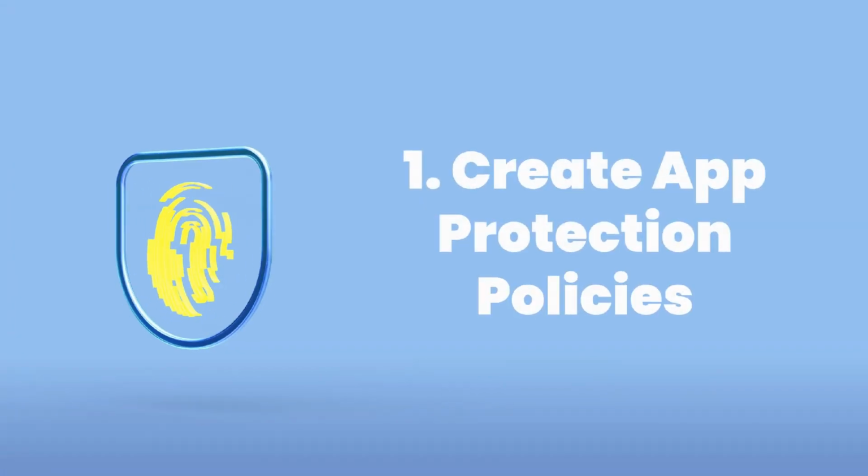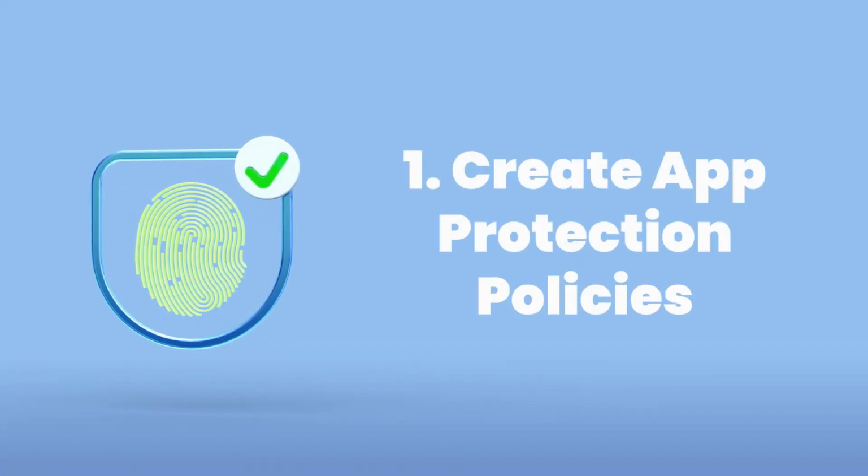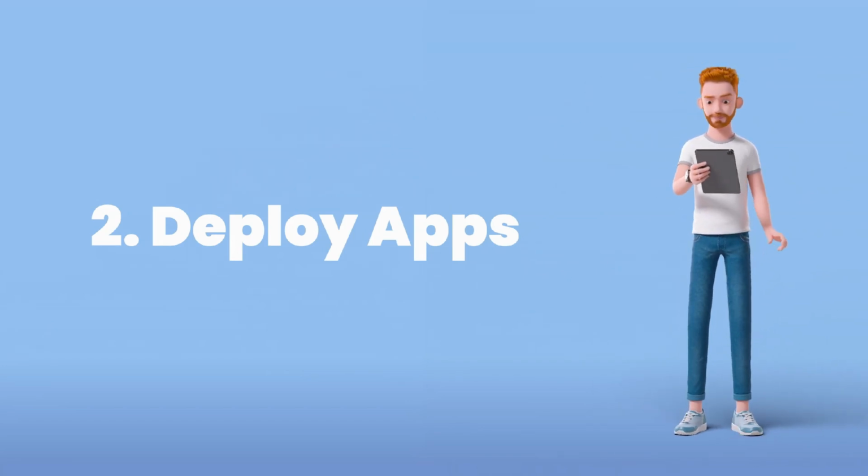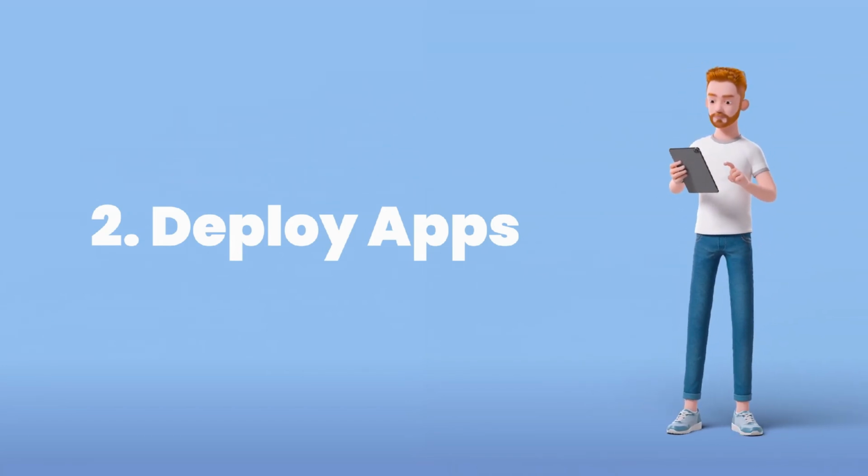Go to Apps, App Protection Policies, Create Policy. Choose the platform and define policies like data encryption. Assign the policy to user groups. Navigate to Apps, All Apps, Add. Select the app type and configure deployment settings.